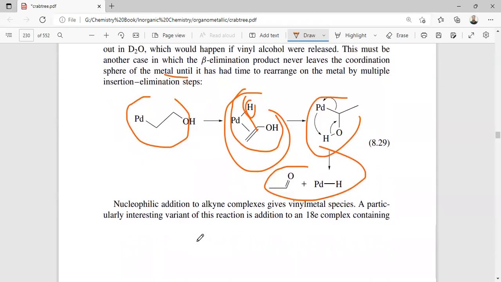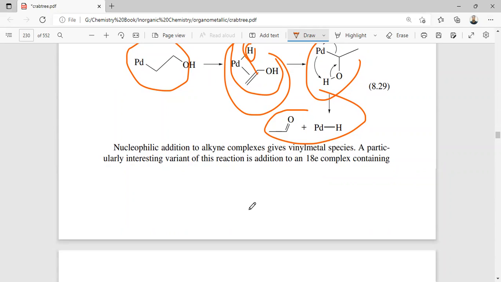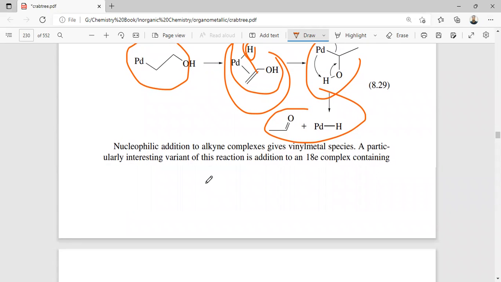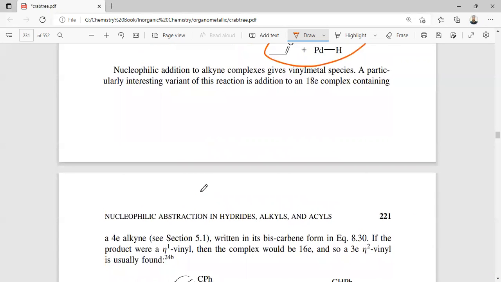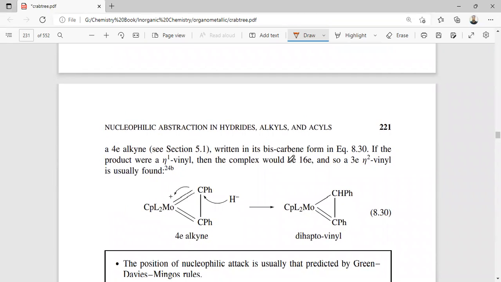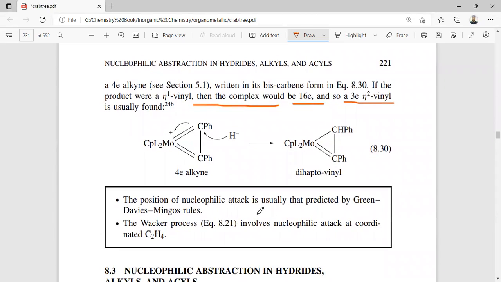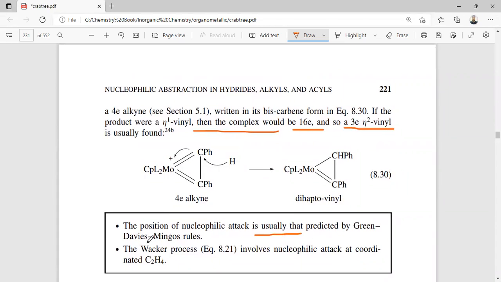So the nucleophilic addition to the alkene complex gives the vinyl. In metathesis, particularly the insertion variant of the reaction, is the addition of a 4 electron alkene. We can see carbene. If the products are eta 1 vinyl, then the complex will be 16 electron. So the eta 1 and eta 2 vinyl easily form. So the position of the nucleophilic attack, in summary, is usually that predicted by the Green-Mingos rules.